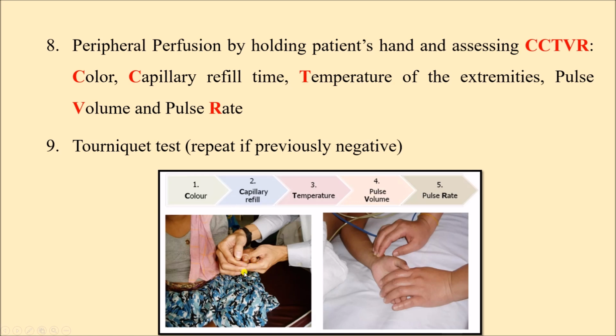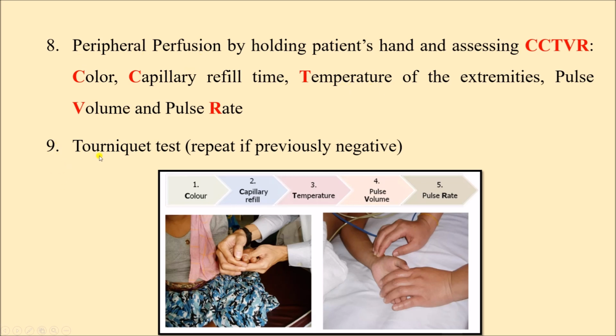So, as you can see, this doctor is holding the hand of the patient and he is assessing the CCTVR. So, he is pressing on the finger, probably looking for the capillary refill time. He is also taking the pulse here. That will give him some idea about the pulse volume and pulse rate. Also, by holding, he can know the temperature as well as he can look at the color of the hand. So, this is CCTVR to assess the peripheral perfusion of the patient.